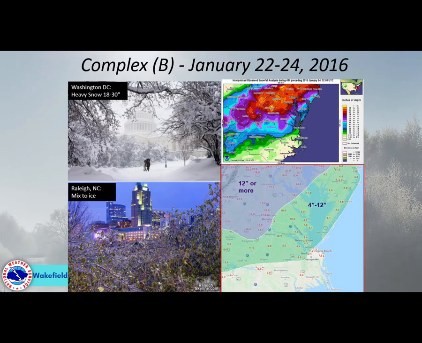An example of one of these storms was January 22nd through 24th of 2016, where low pressure resulted in a large swath of very heavy snowfall, as well as mixed precipitation across pretty much the entirety of the region. Raleigh got mainly ice, whereas Washington, D.C. got very heavy snow with totals of 18 to 30 inches.